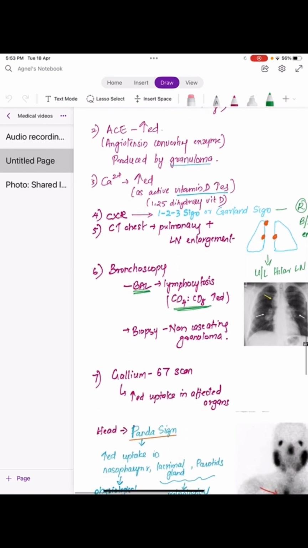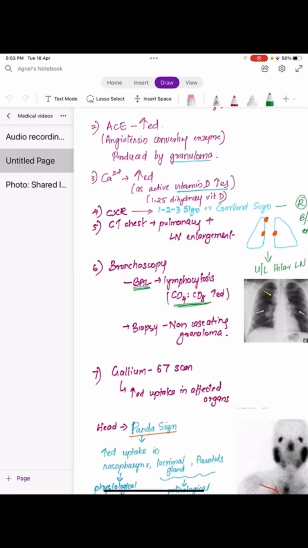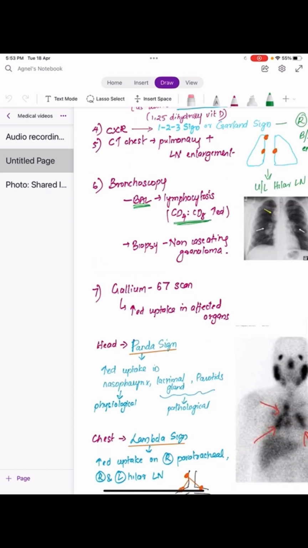Then on bronchoscopy, on taking BAL, we can see lymphocytosis. As all the lymphocytes are sequestered in the lungs, we can see lymphocytosis. CD4-CD8 ratio is increased. On biopsy, we can see non-caseating granulomas. On gallium-67 scan, there is increased uptake of gallium in the affected organs.